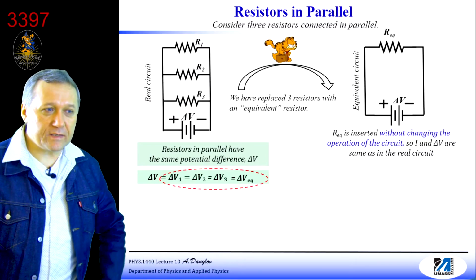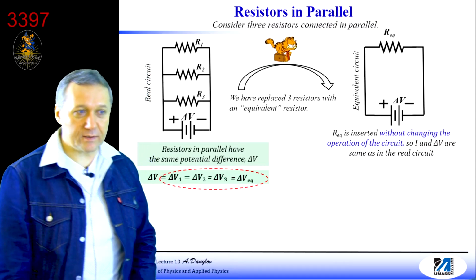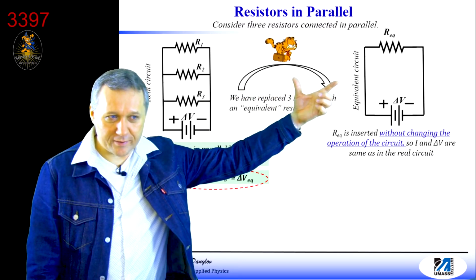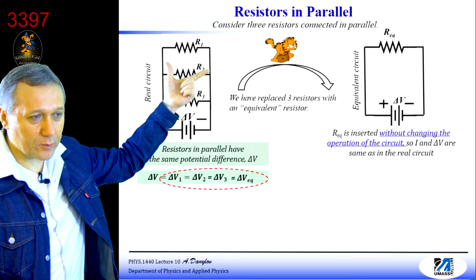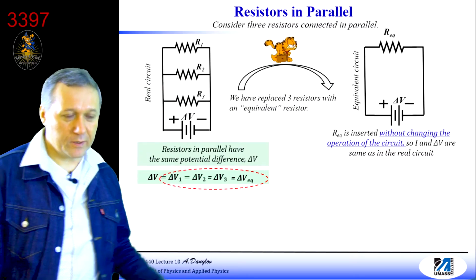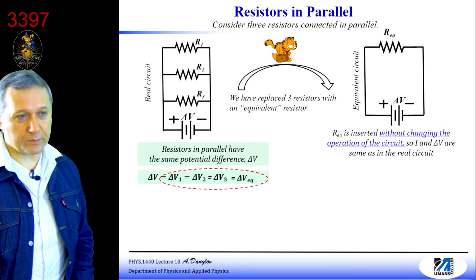So this is an important piece of physics which we are going to use analyzing resistors connected in series and in parallel. The potential difference across an equivalent resistor equals the potential difference across resistors connected in parallel. We need to remember that, right? This is an important piece of information which we need to remember from this slide.